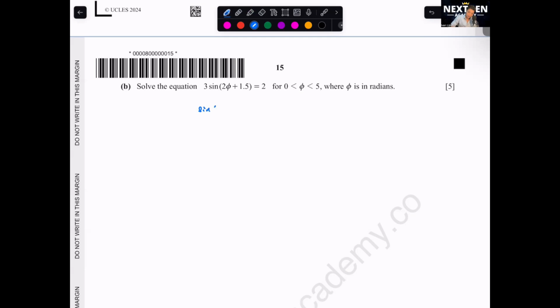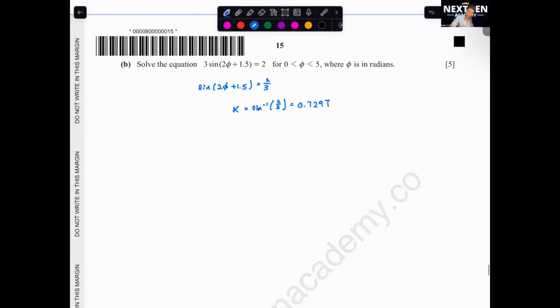First thing, it will become 2 over 3. Okay, then we're going to find our base angle. So inverse sine 2 over 3. Make sure you change it to radian mode first. So this will be 0.7297. From here, we first have to understand this value here also.